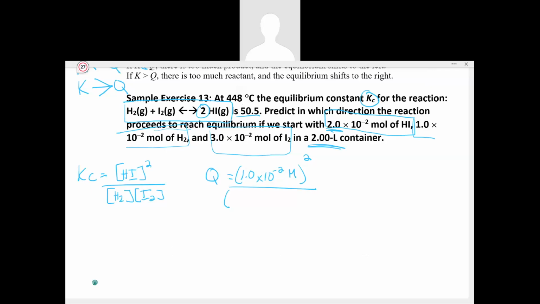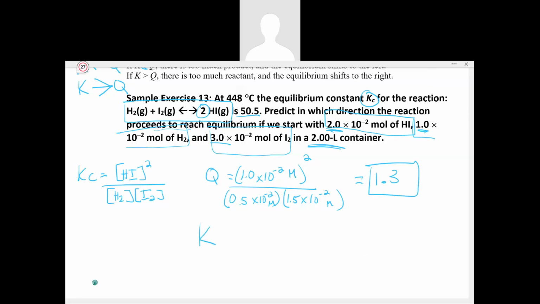So we have 1.0. So we can, instead of writing this 1.0 times 10 to the negative 2, divide that, right, and just say 0.5 times 10 to the negative 2. And then we can also plug in, instead of 3, divide that by 2, we get 1.5 times 10 to the negative 2 molar. So now these are all concentrations. We know that the units will cancel, so we end up with a Q approximately 1.3.